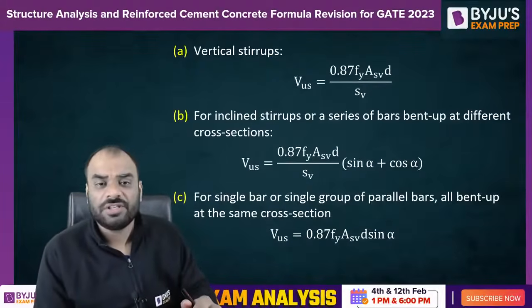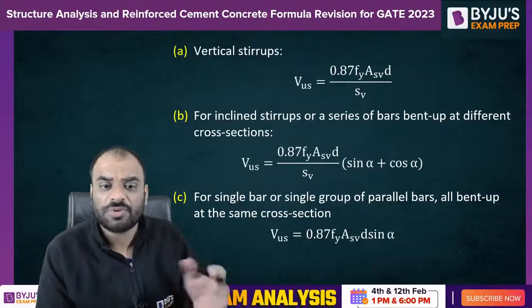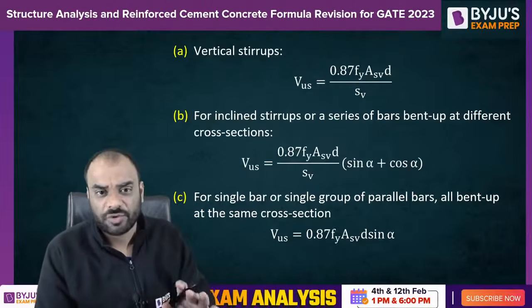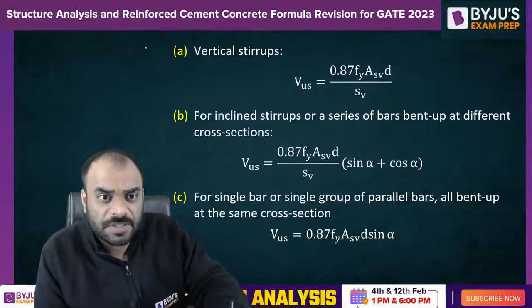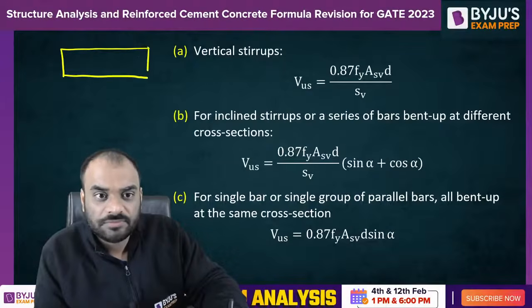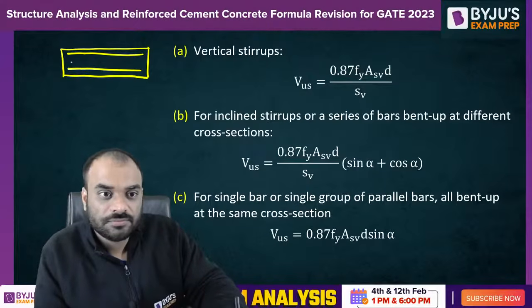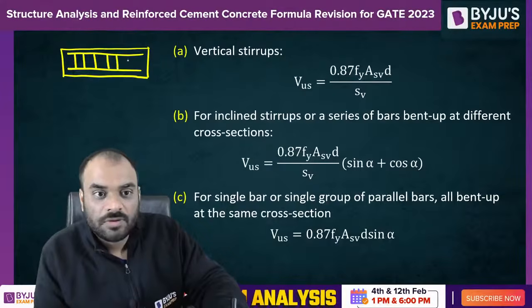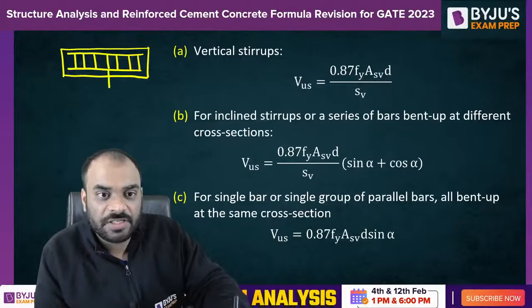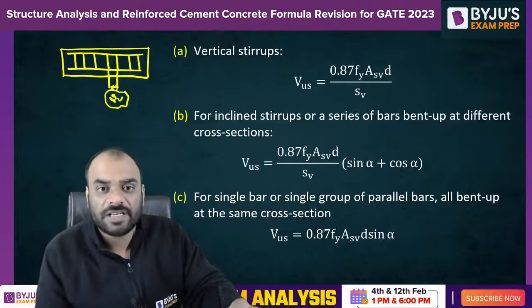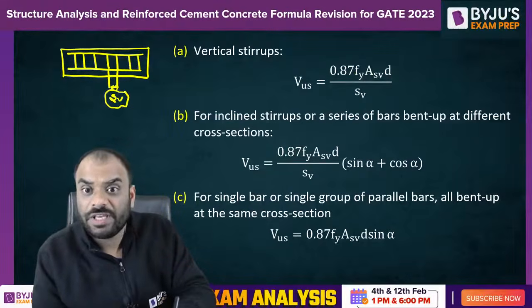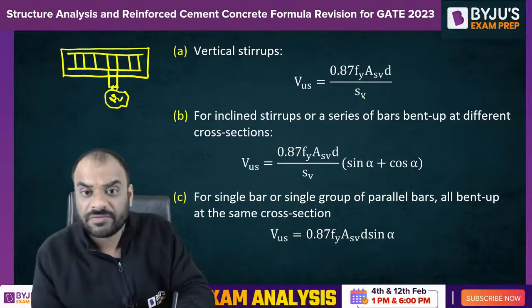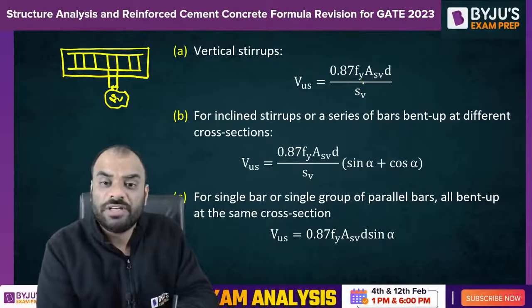Now guys, after knowing the design shear force, there are three options to provide the shear reinforcement. If I want to calculate the spacing for vertical stirrups, it is basically like this. So what should be the spacing between the vertical stirrups? Center to center spacing between the vertical stirrups is SV. How can we calculate it? By using this formula: VUS is equal to 0.87 Fy into ASV into D divided by SV, right? By using this formula, you are able to calculate the spacing easily.